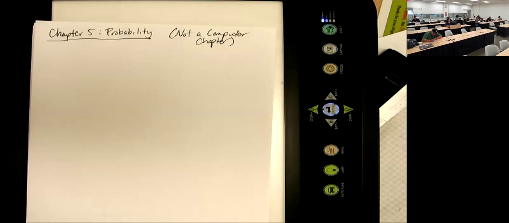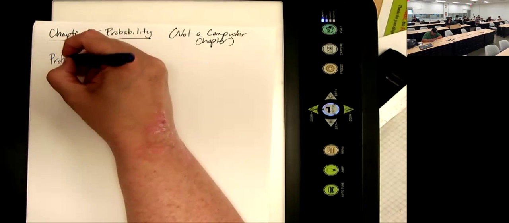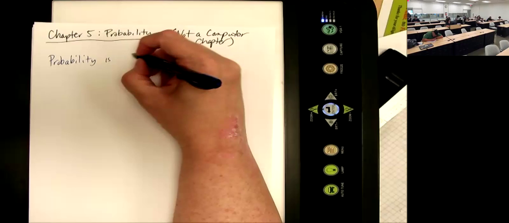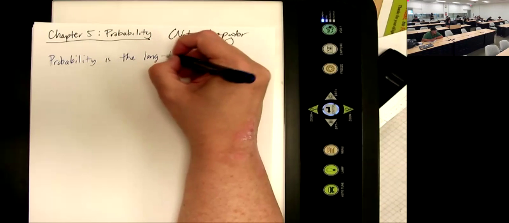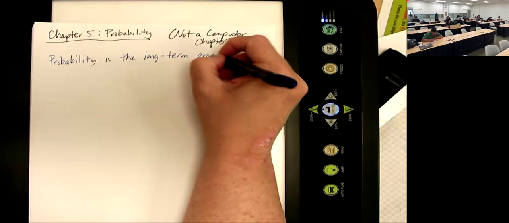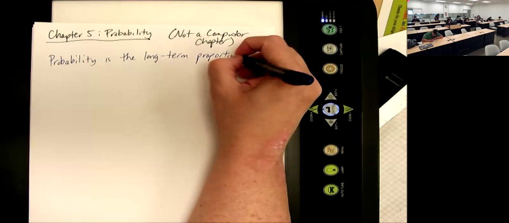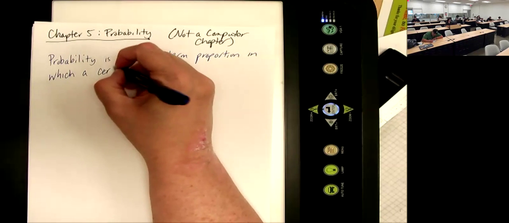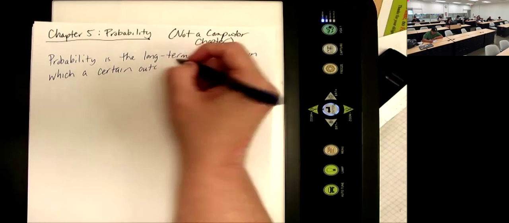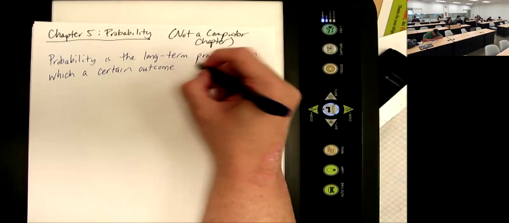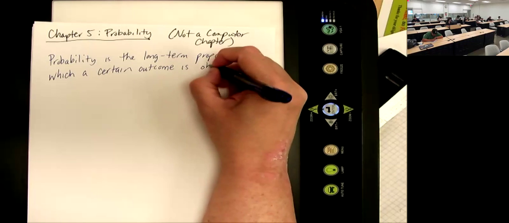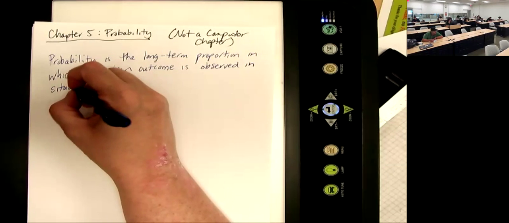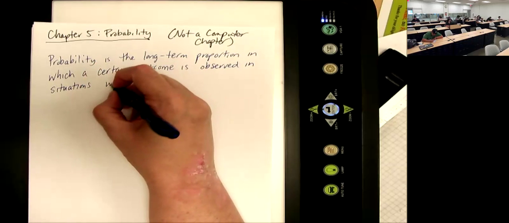So what is probability? Probability is the long-term proportion in which a certain outcome is observed in situations with short-term uncertainty.